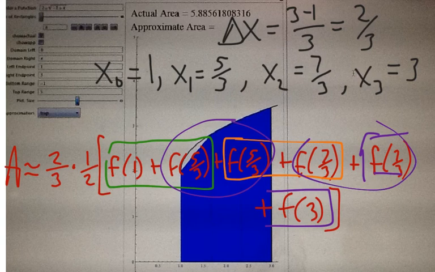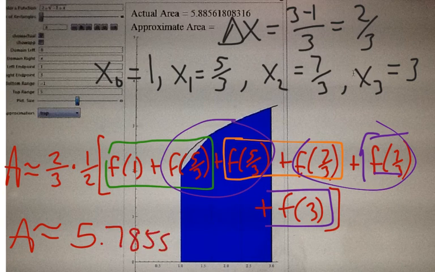Now if you run that through your calculator, and get the approximation. It is about 5.7855. And there you go. Hopefully you got that answer. Go study.